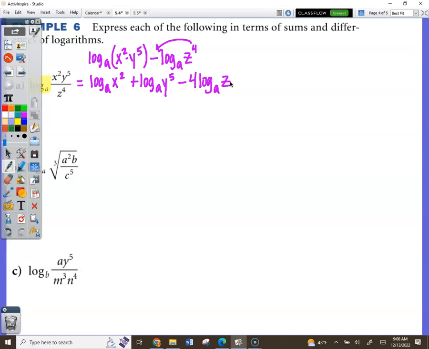Lock that door. Because there's no power.